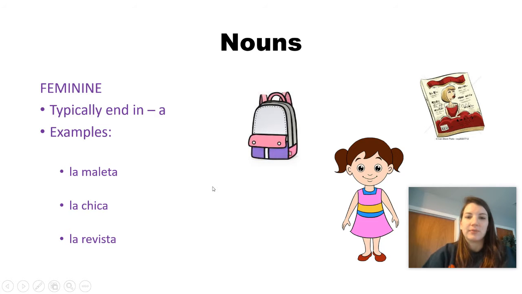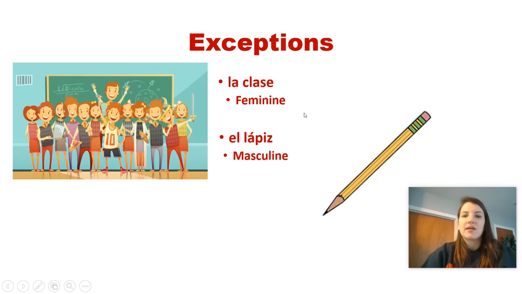There are also feminine nouns, which typically end in an A, but like I've said, there are exceptions. Some examples are la maleta, the backpack, la chica, the girl, and la revista, the magazine. Some examples of those exceptions are la clase, which is feminine, and el lápiz, which is masculine.